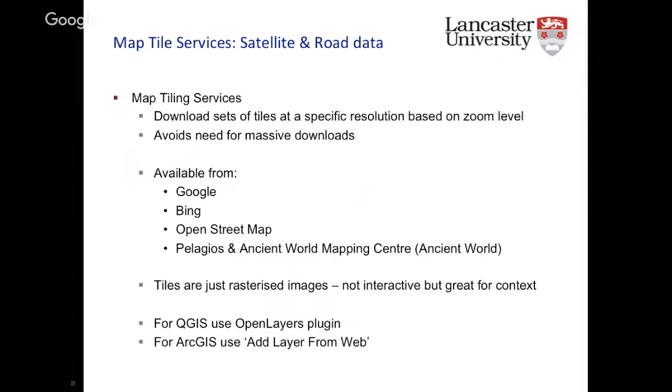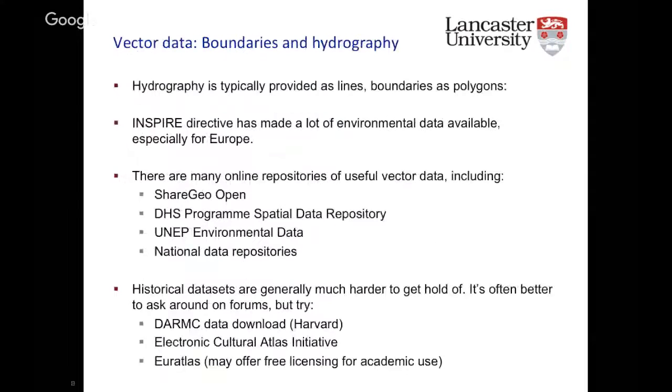And then here is some information about where you might find freely available, or usually freely available, data: satellite and road data, map tiling services, hydrography, and other kinds of environmental data, which is often very good in Europe these days. And historical data sets are usually much harder to come by, but there are a number of places you can get some content. You may well have to create your own.